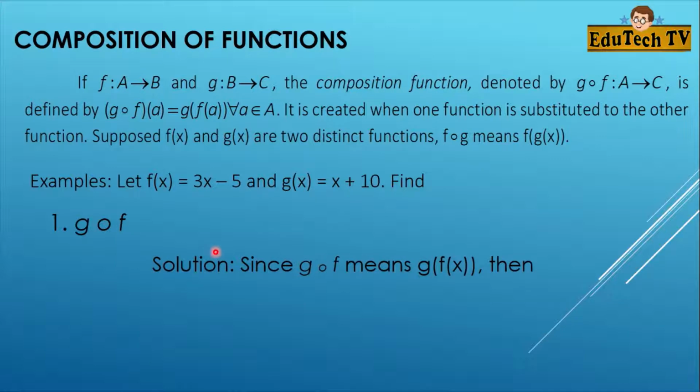So, ang gagawin po natin is to rewrite first g composed of f into g of f of x. So, meaning, yung function natin na f, yung magiging x natin. So, therefore, we're going to let 3x minus 5 as our x in g. So, kung makikita ninyo, yung x natin dito pinalitan natin ng 3x minus 5, which is the function f. So, still we have plus 10 here. Now, simplifying, then we have 3x plus 5. So, this is now our g of f.